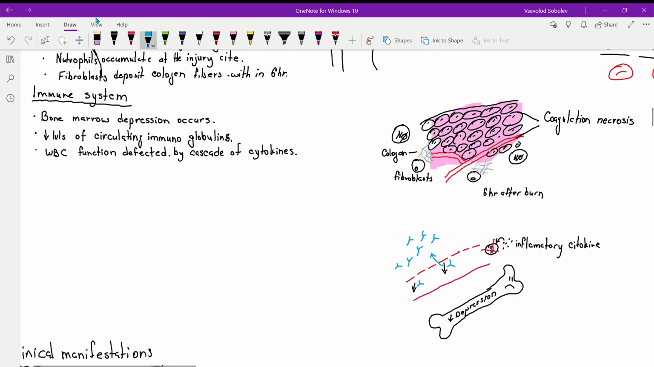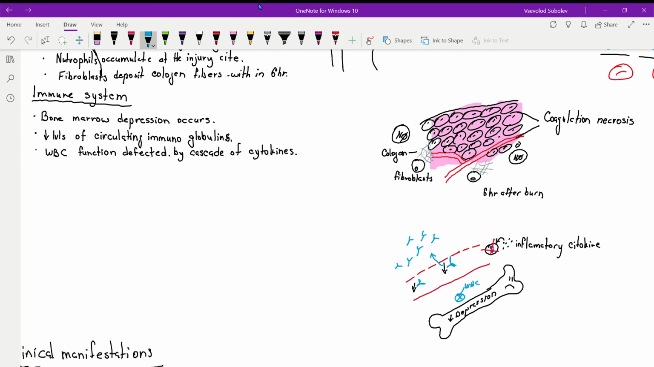So, the immune system during the emergent phase, those 72 hours. Bone marrow depression occurs. For some reason the bone marrow will stop producing properly functioning white blood cells. They're not functioning well. And then there are decreased levels of circulating immunoglobulins. So with increased permeability in the blood vessels, the immunoglobulins will move out and they're just not there, not functioning. They will be leaking all over.